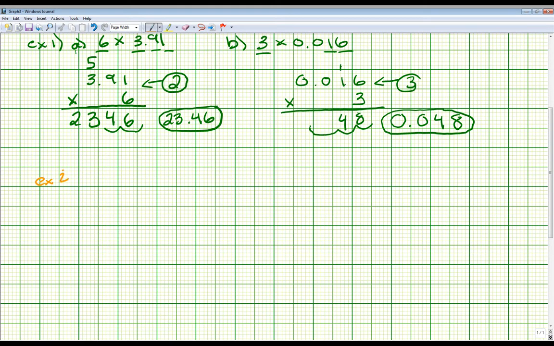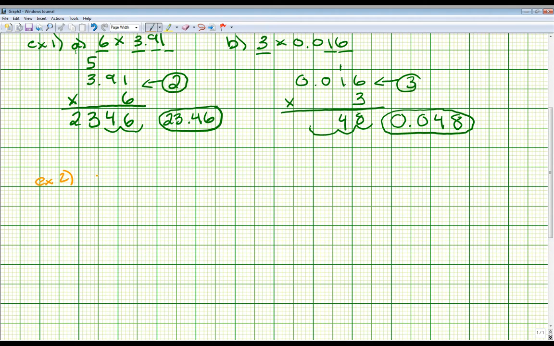Okay. Reading the problem, it says, how high is a stack of 100 dimes? And if we look at the left, there's a picture of a dime, and it says that one dime is 1.35 millimeters high. If we want 100 of those, we're basically going to be multiplying 1.35 times 100.